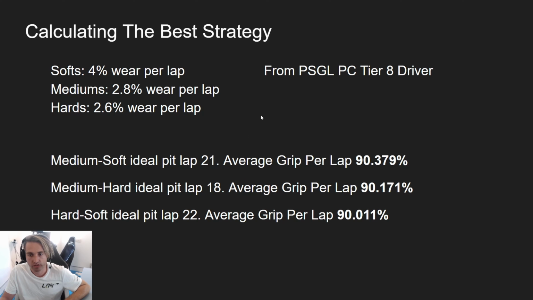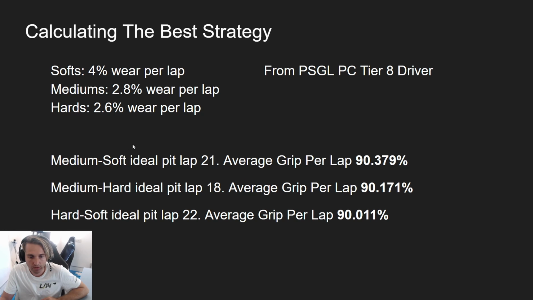This is from a PSGL PC Tier 8 driver around Brazil. He did 5 laps on softs, mediums, and hards. First he set his tire pressure, then he did this, and we were getting the percent wear. And then what we did, we then used the pit stop calculator.